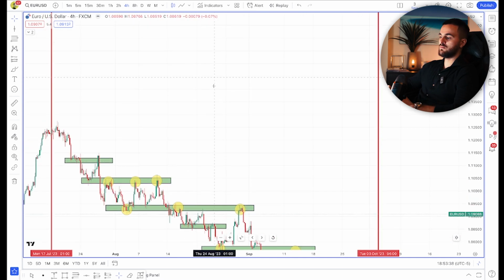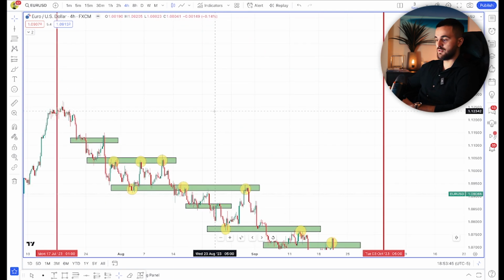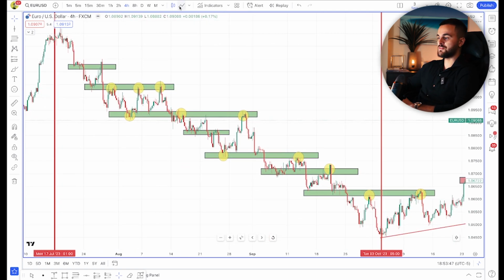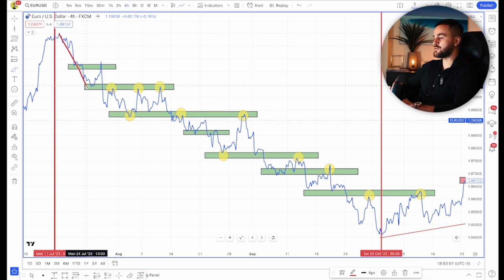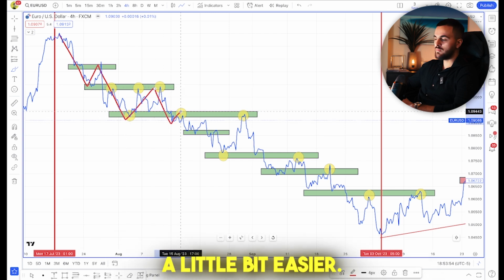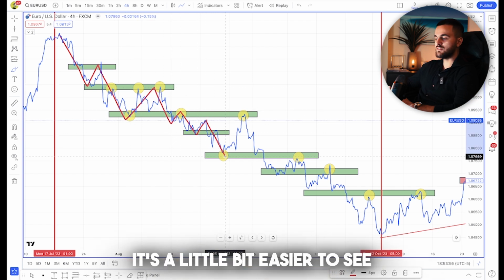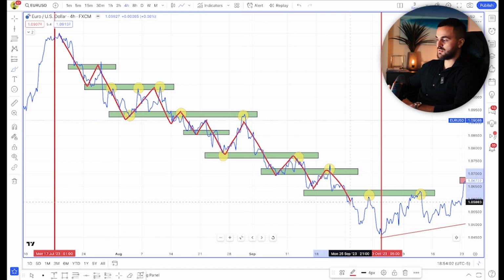So you can see from what I've drawn here, that's a downtrend. EUR USD was in a downtrend for how long here? Look at the market structure. Here's a quick tip for you guys that I teach my students. Go on the line chart. On the line chart, you can see market structure a little bit easier. So for months, this was in a downtrend.